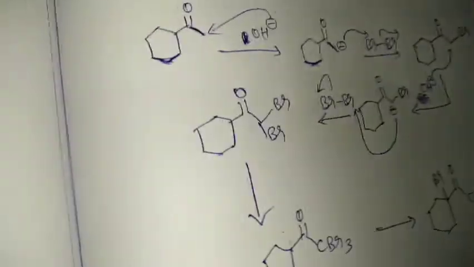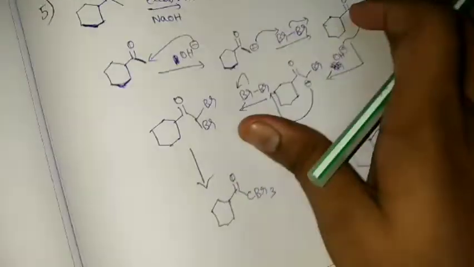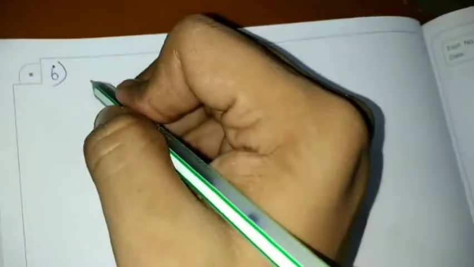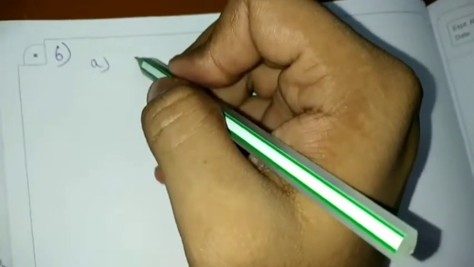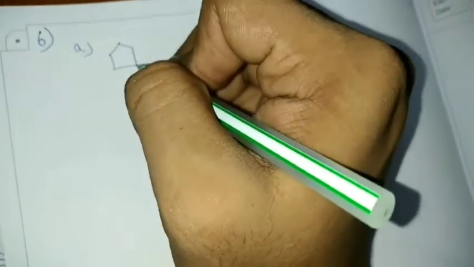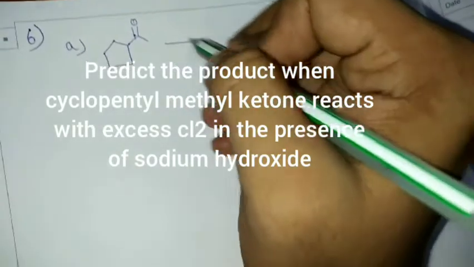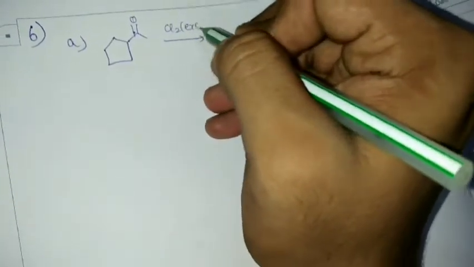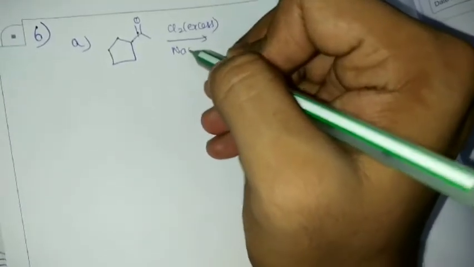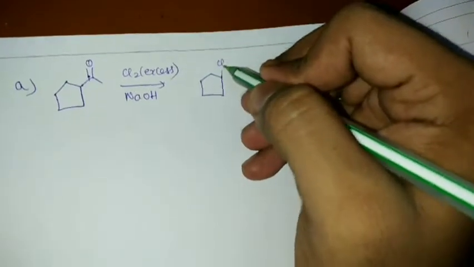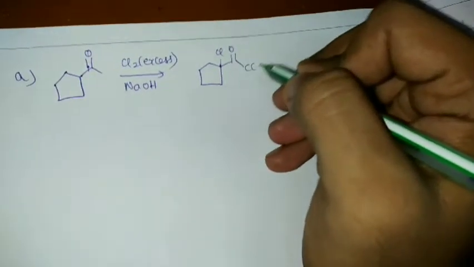So it's a simple reaction only. The next question they have asked is: predict the products of the following reactions. So we can see, no problem. Sixth question, right? Predict the products of the following reactions: cyclopentyl methyl ketone, then reacted with excess Cl2 and excess NaOH. The same thing happens here. So again, what will happen? Cl double bond O, CCl3.